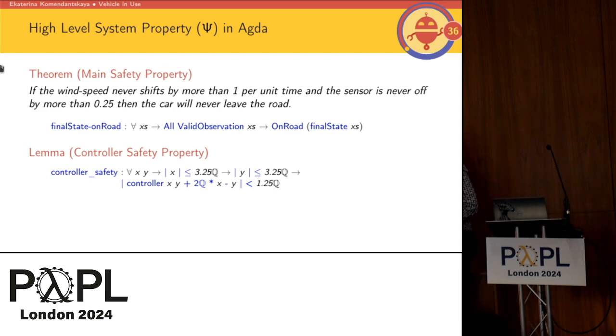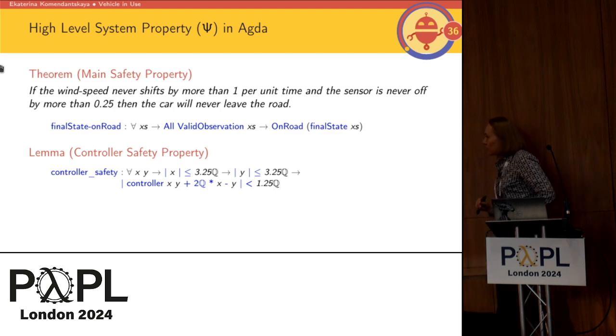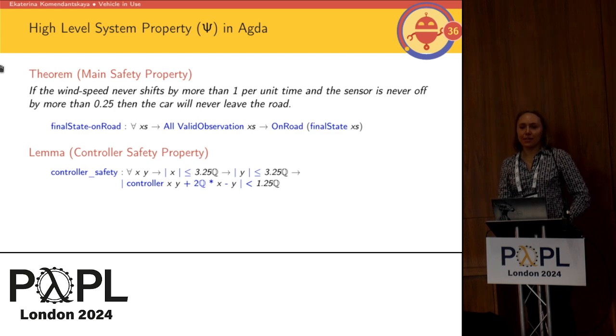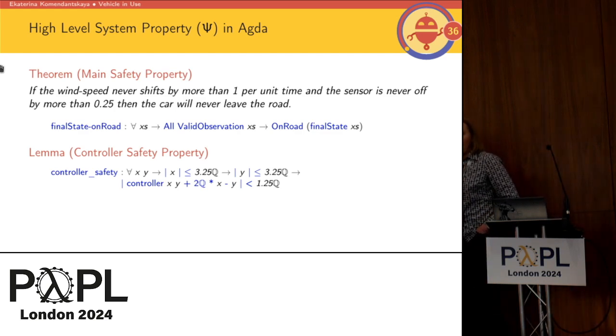And the lemma that actually is needed for this theorem to go through is this controller safety. And it boils down to some numbers. Well, let's have a look at this. So controller safety tells us if X is within 3.25 margin, Y is in the same margin, then you apply the controller to X and Y, add 2 multiplied by X, subtract Y, and that should be less than 1.25. Don't worry about the actual physics, just trust that the physics works. But this would be the property that you want to be proving.